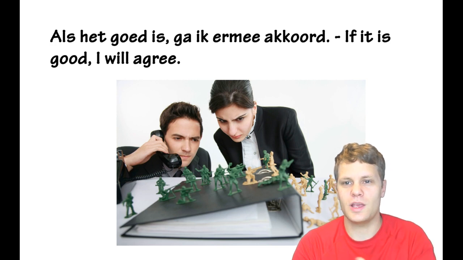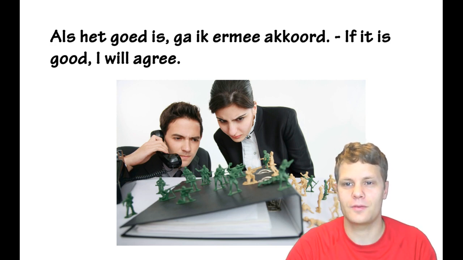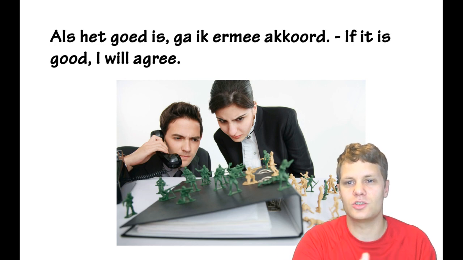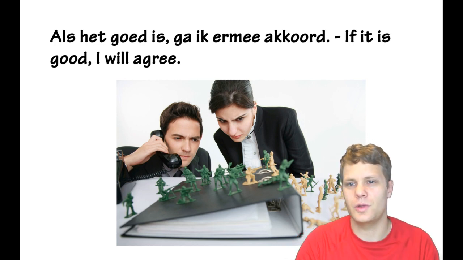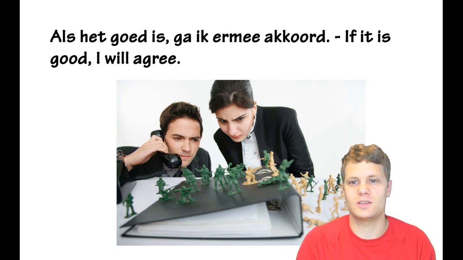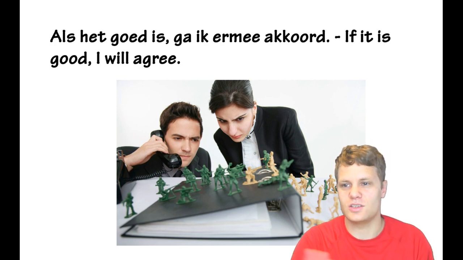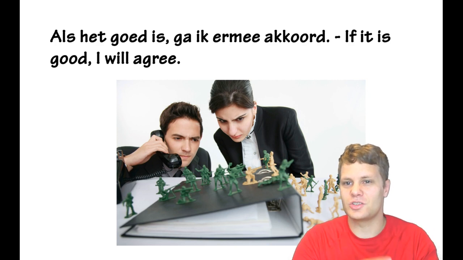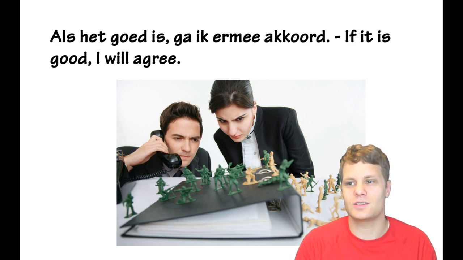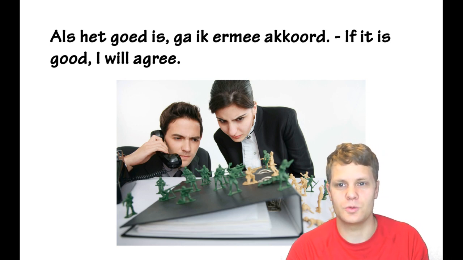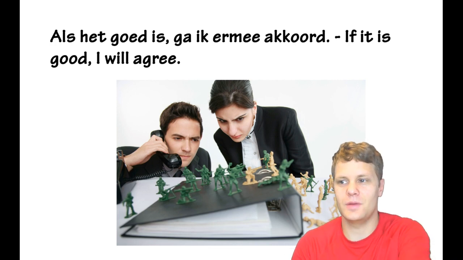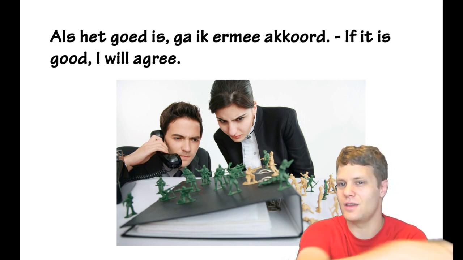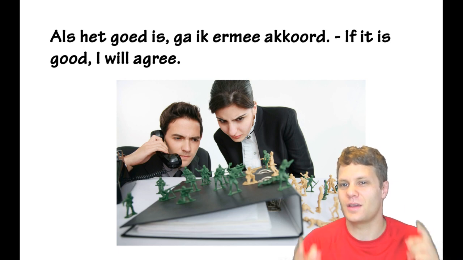So, als het goed is, you see that is is shoved to the back of that part of the sentence. So it's not als het is goed. That's what an American or an English person would say, if it is good, right? But in Dutch, because it has the conjunctive als, is is shoved to the back. And then they also switch to ik and ga. In English they say, ik ga, I go, right? I will agree. Akkoord gaan is to agree. But if you say, ga ik ermee akkoord, it is dependent on the other clause. So they reverse it. You've got to pay attention to that.